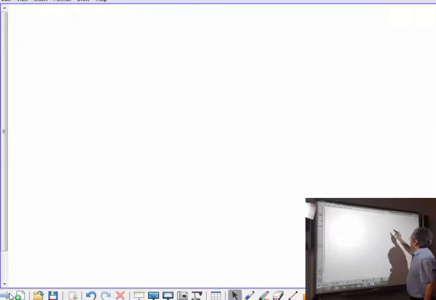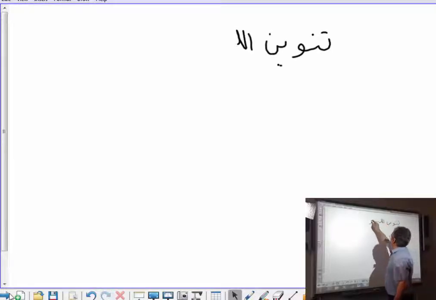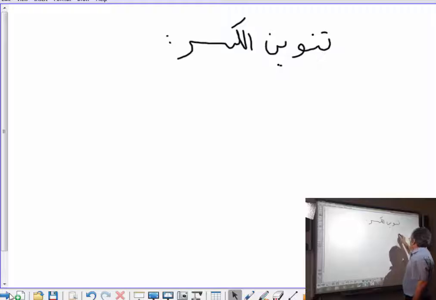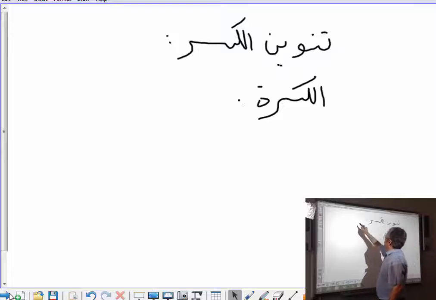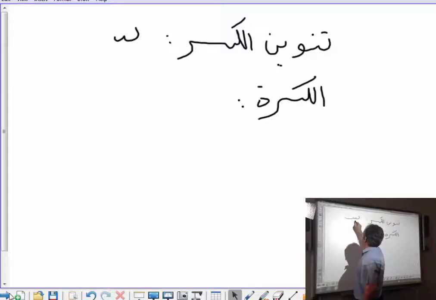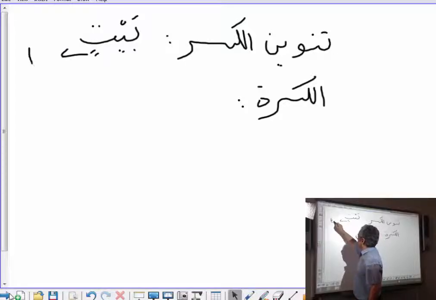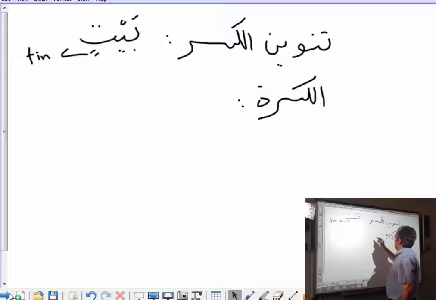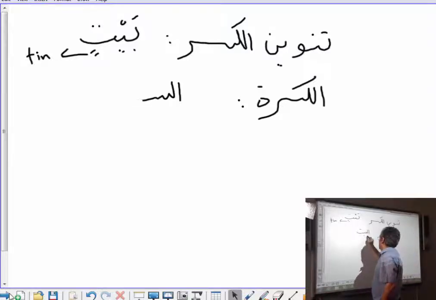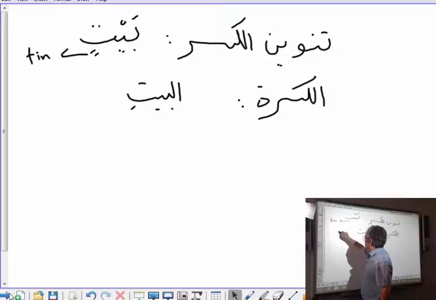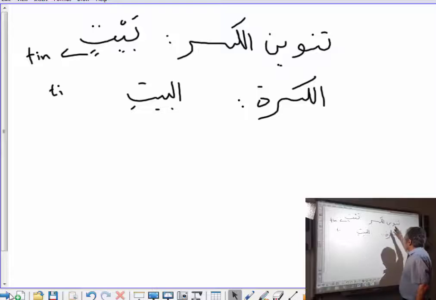Then the last thing we have got is tanween al-kasr. And also you can say al-kasra. Tanween al-kasr, you can say like baytin. So here it is in, tin, like, and al-bayti. It's small, al-bayti. Al-bayti here, it is simply al-bayti. So these are, as you see, tanween al-kasr, al-kasra.